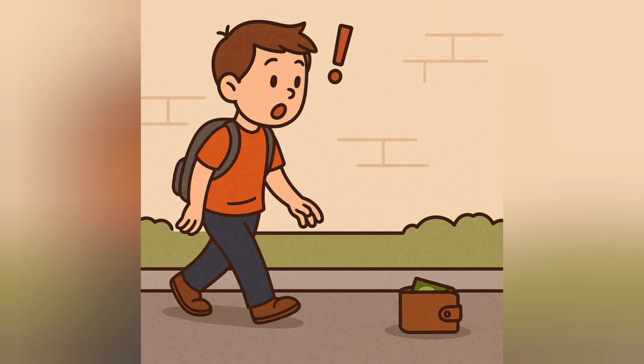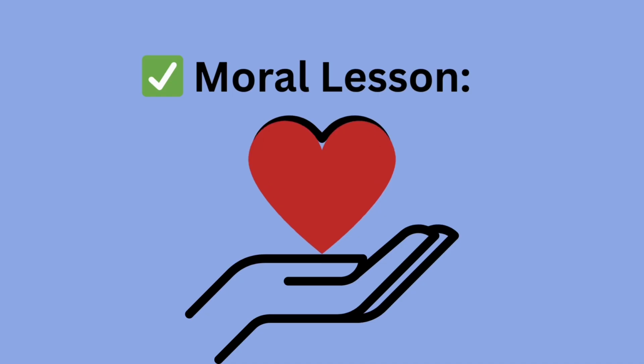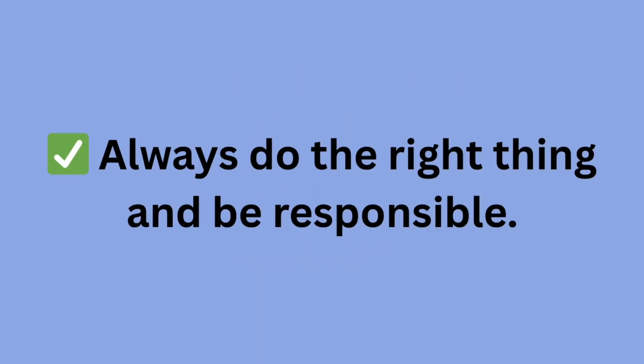And that was the happy ending of the story, Leo and the Lost Wallet. Leo learned to be more careful with his things, Mia showed kindness and honesty, and the whole class learned a fun grammar rule. What a great day at school. The moral lesson of the story: always do the right thing and be responsible.